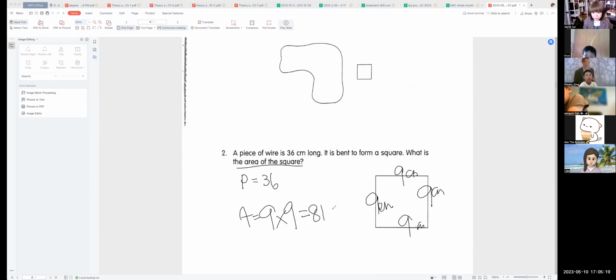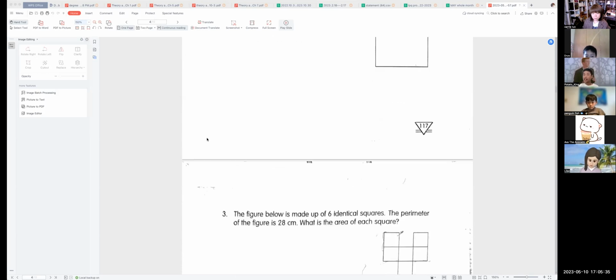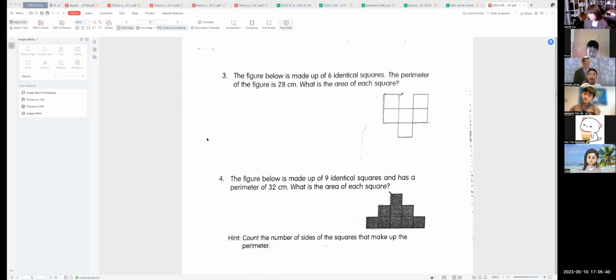你是不是打反了 Potato King? Oh, centimeters. 他打的18，你可以打81. Oh my god. Okay? So 81 centimeters square. Everybody, don't forget the unit. 不要把 unit 忘了 Okay? Okay, number 3 and number 4.